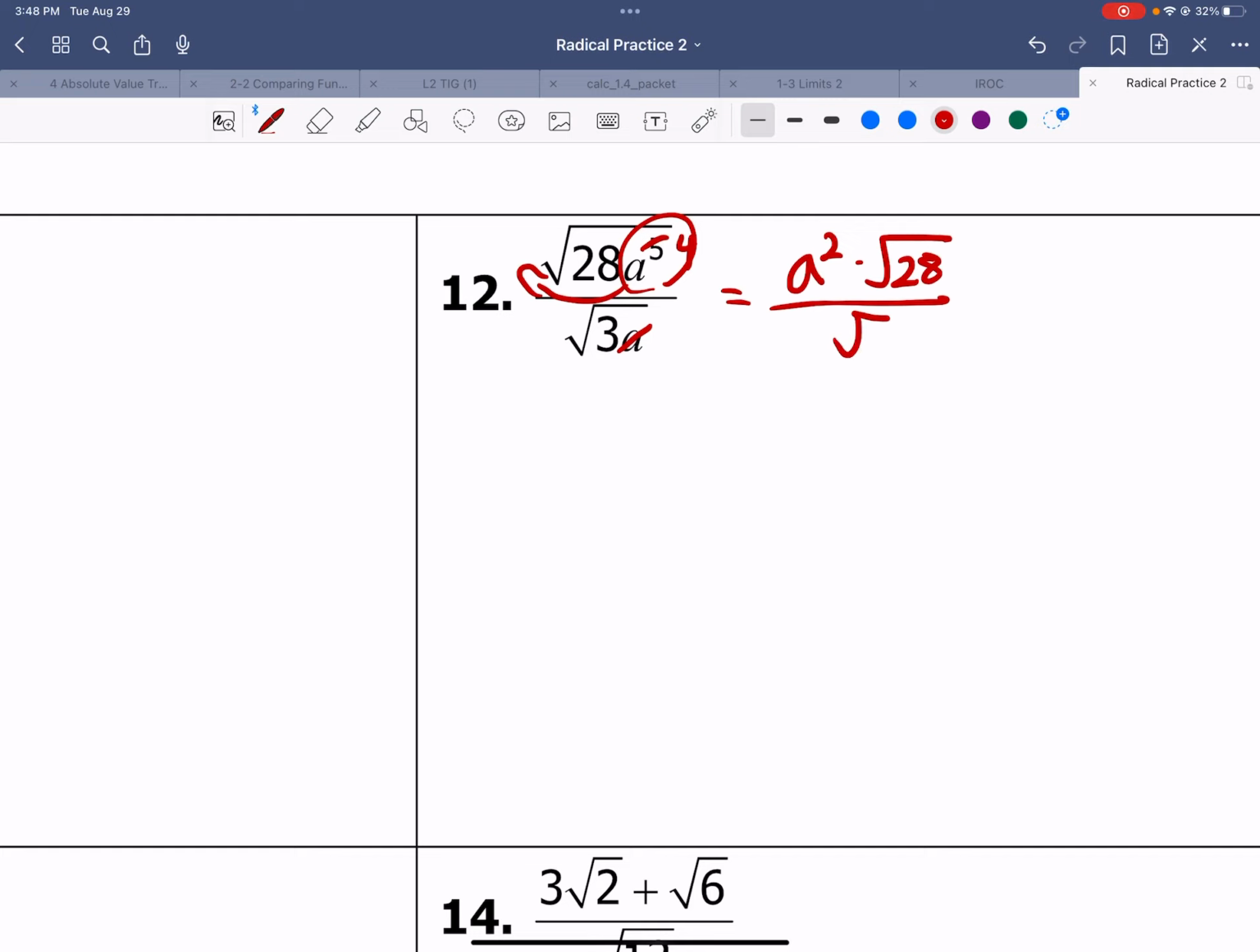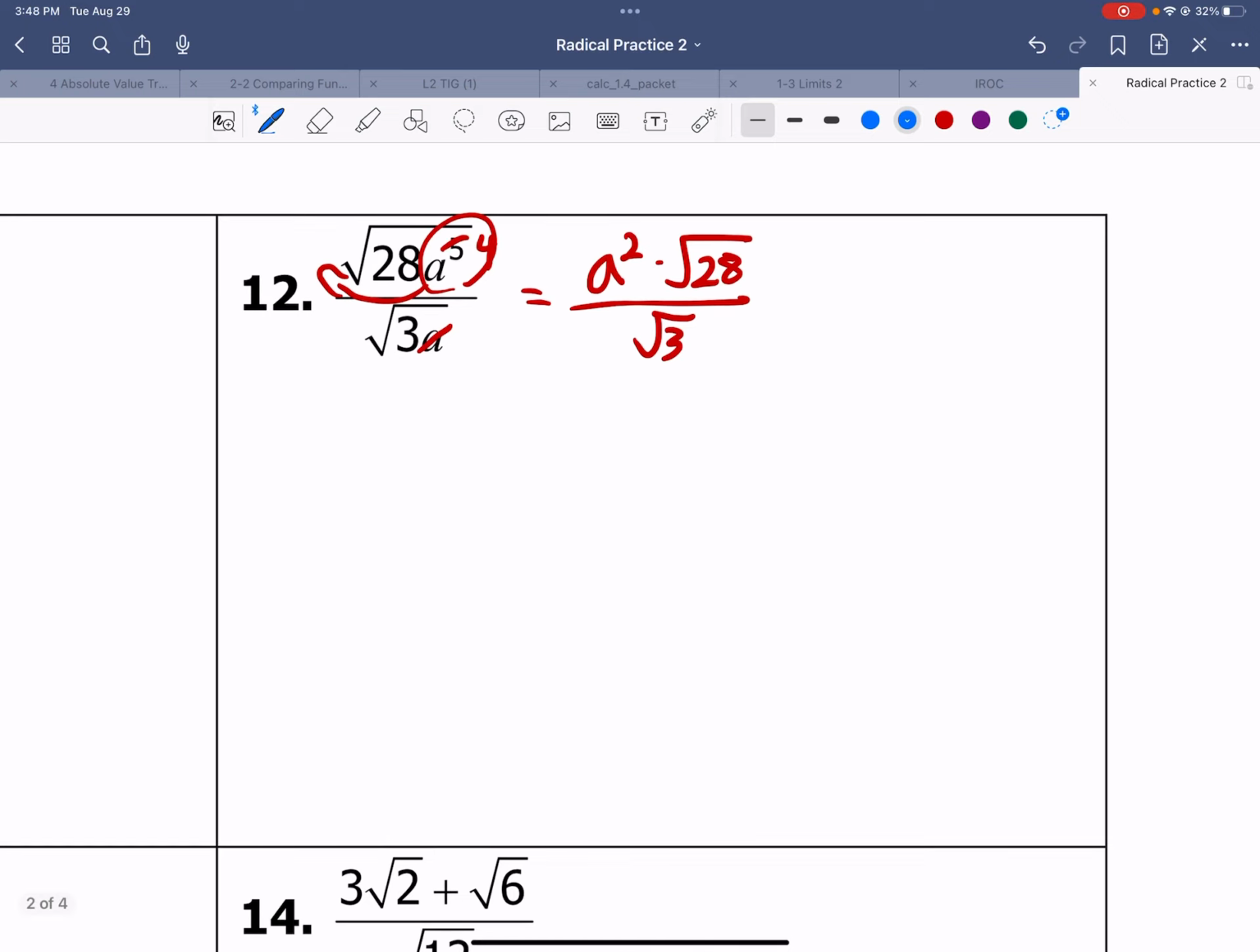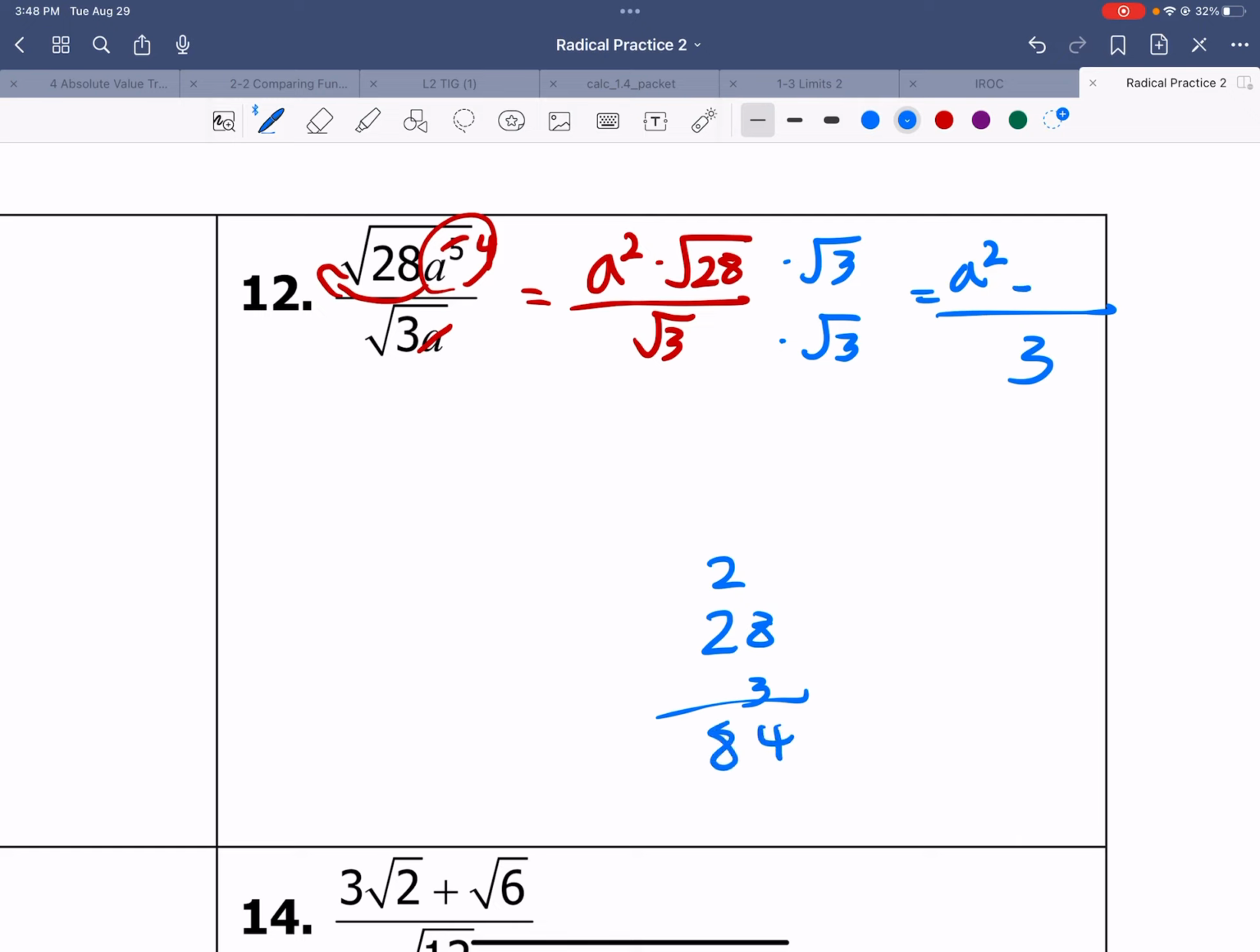Over square root of 3. That's what I have right now. So let's simplify further. I cannot have a bottom number as a radical, so I'm going to multiply by square root of 3, top and bottom. So that's going to be 3 over a squared. I don't know what 28 times 3 is, so I'm going to multiply by 3 like that. So it's going to be square root of 84. Any question about that?